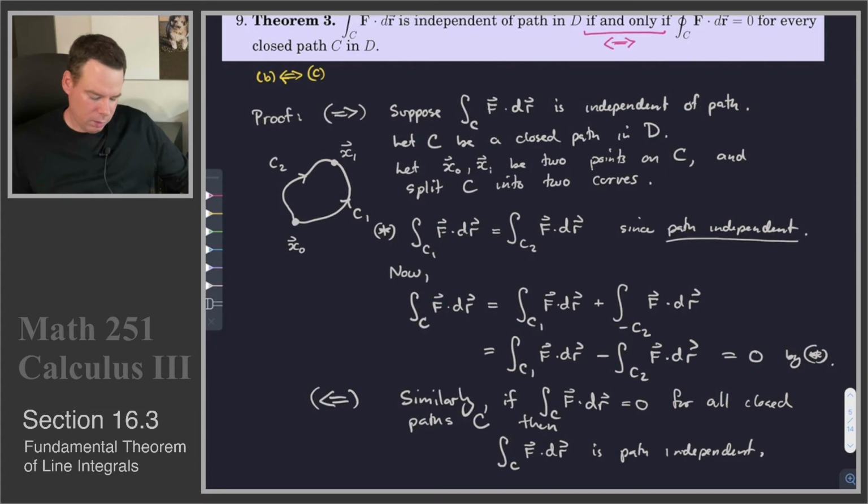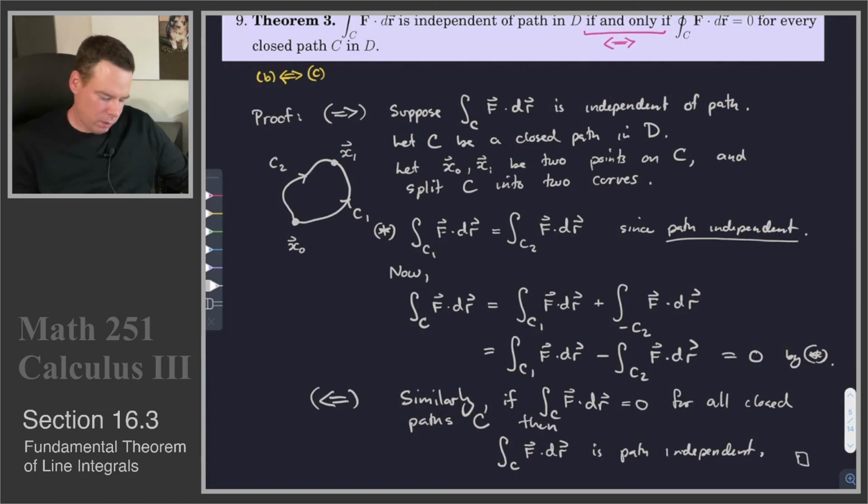We know that the integral is equal to 0 for any closed path. So we have this integral here is equal to 0. But that integral there being equal to 0 is just this integral equal to 0. And since that's equal to 0, it means that the integral along C1 is equal to the integral along C2. And so we get our path independence. So there's our proof of theorem 3.